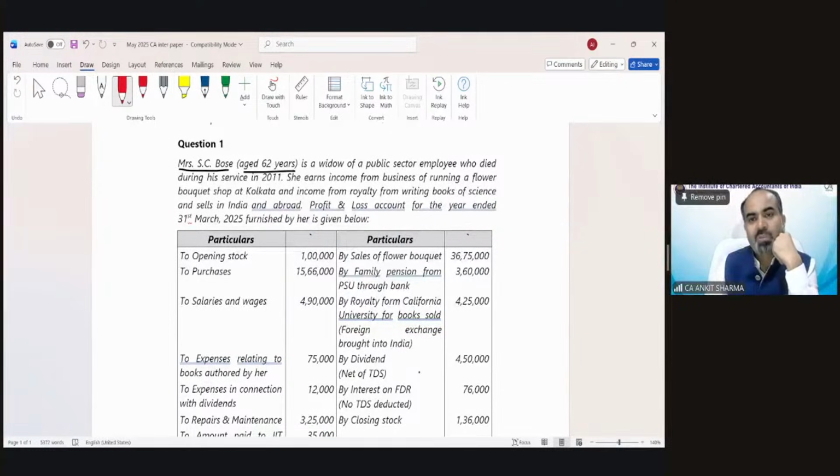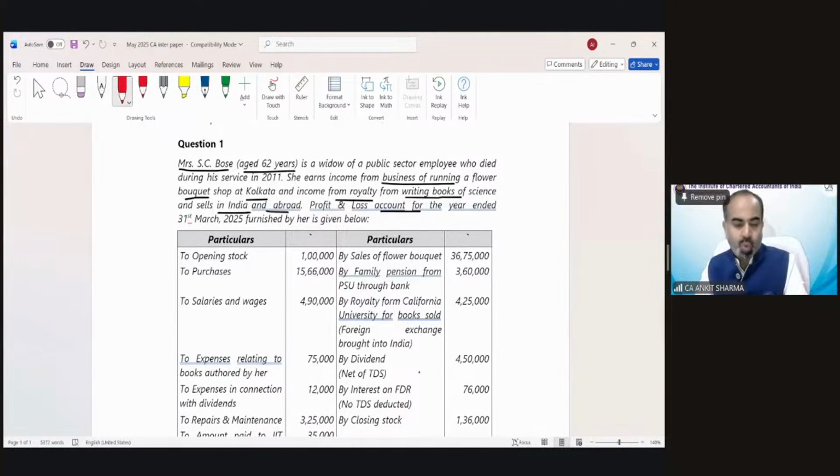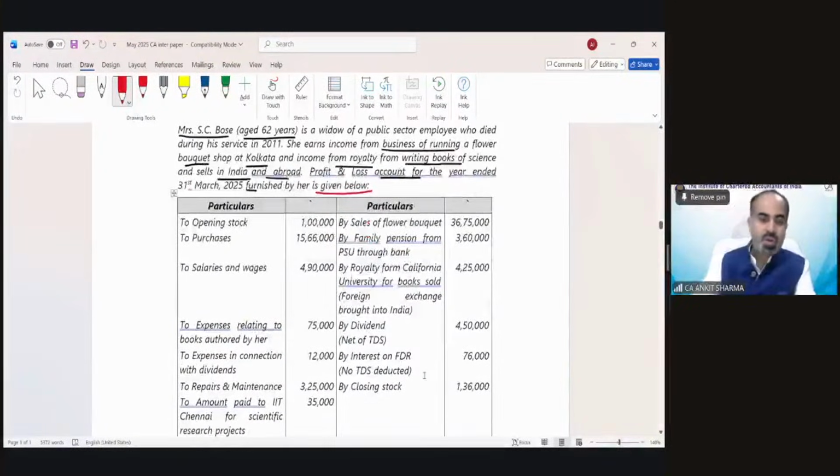She earns income from the business of running a flower boutique shop at Kolkata, and income from royalty from writing books of science and sales in India and abroad. The profit and loss account for the year ending on 31st March 2025 has been given below. So age, flower shop, and also writing books of science and sales in India and abroad. One by one, we are going to solve the question.